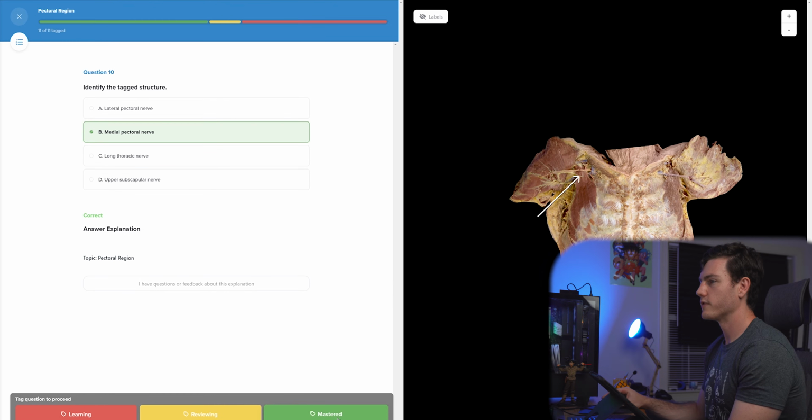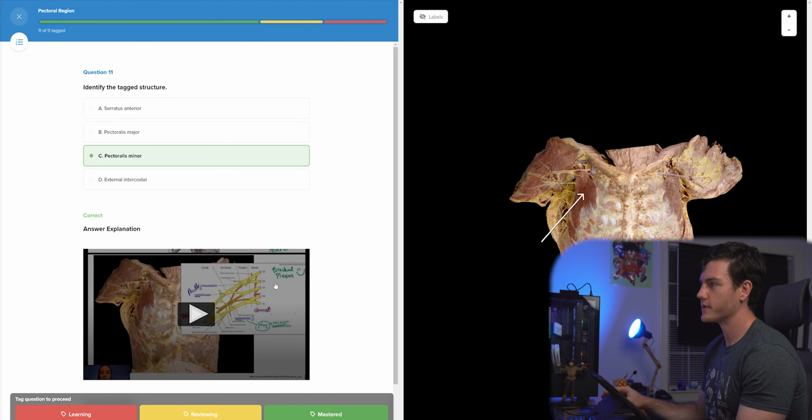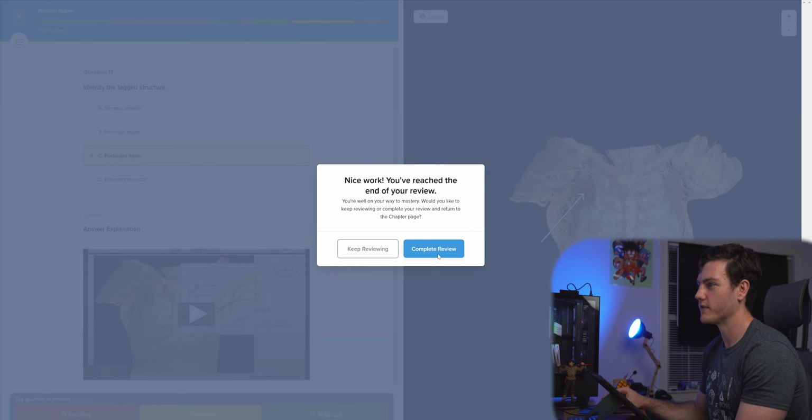Pectoralis major reflected, that was pretty easy. Medial pectoral nerve, well, we understood it was the medial pectoral nerve because we know that is what innervates the pectoralis minor, but we're still going to hit reviewing, because we just want to see that again. We didn't feel completely confident about that. I'm saying we, but I mean I. And pectoralis minor, that was pretty easy to identify, so we'll just hit mastered for that.